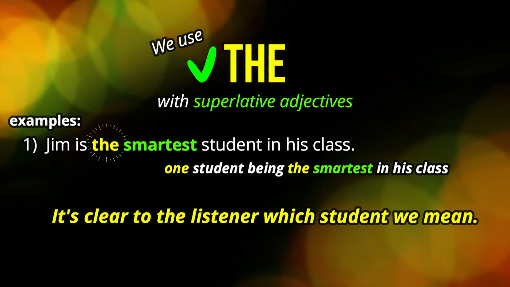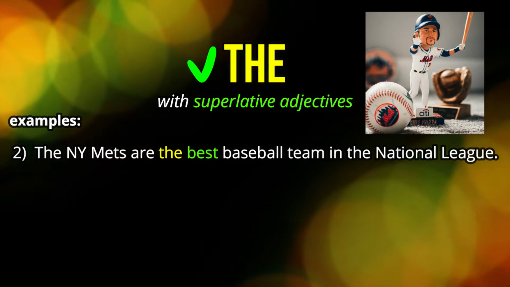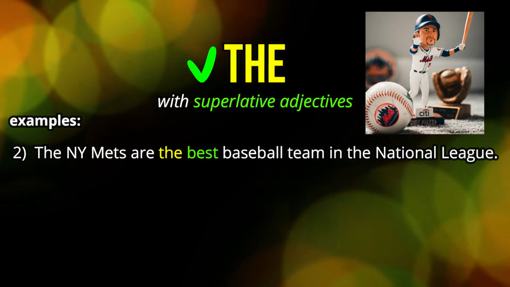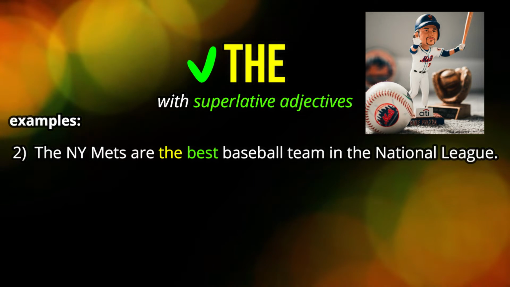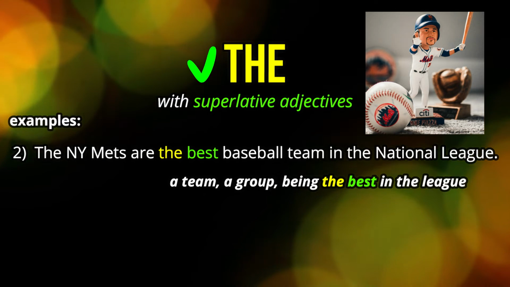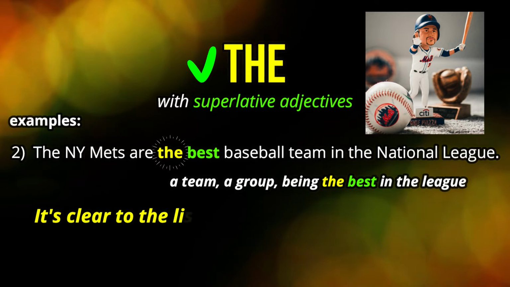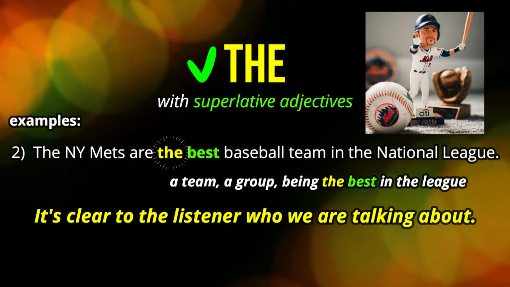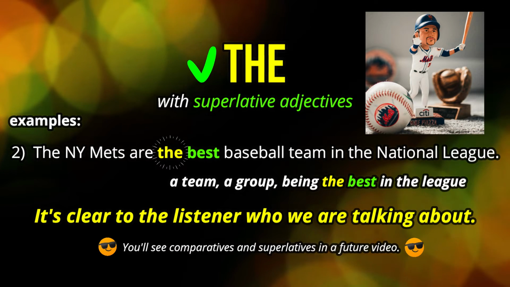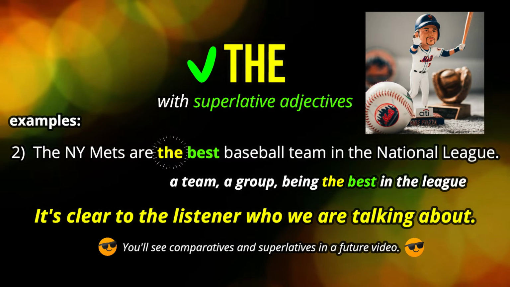Now, let's take a look at example number 2. The New York Mets are the best baseball team in the National League. In this example, we are talking about a team, a group, being the best in the league. Again, we use "the" because it is clear to the listener who we are talking about. Alright, I'm going to do a video on comparatives, so if you're a little bit confused, don't worry right now. And let's move on to the next situation.